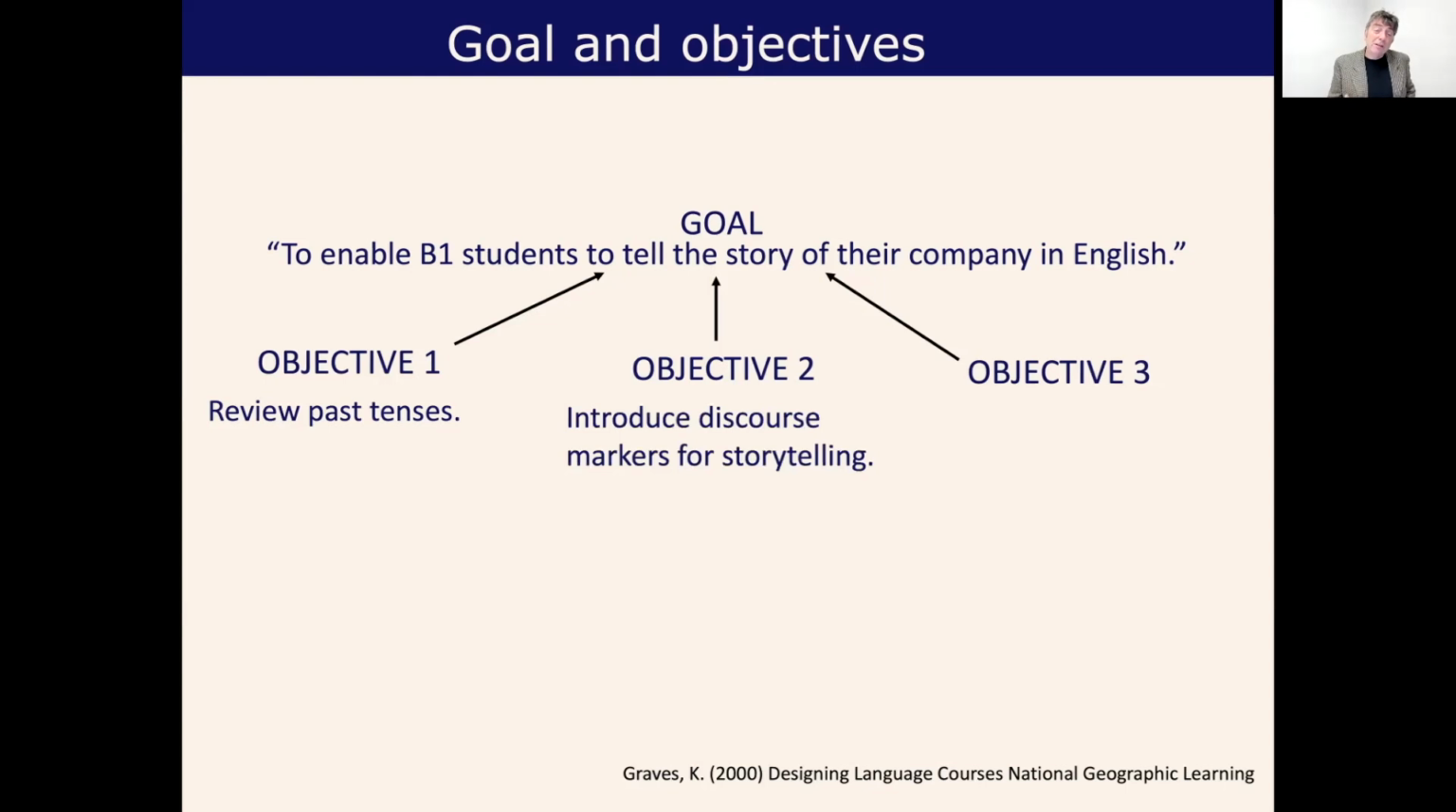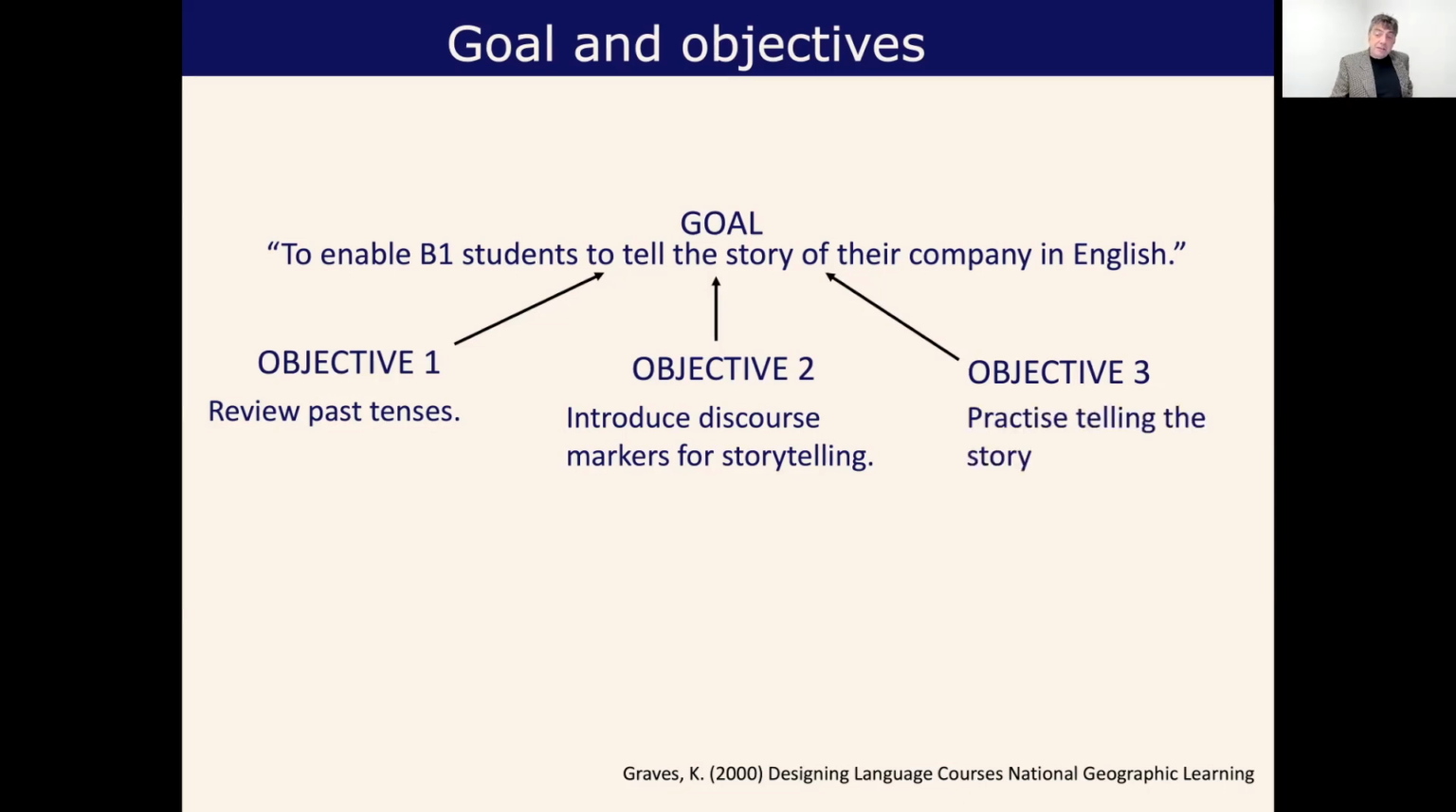Objective 2, they might need discourse markers for storytelling. So the equivalent of once upon a time. They're not going to necessarily say once upon a time, but they might have phrases like 50 years ago, there was a woman who had an idea for a new pizza restaurant, or 10 years later, or after she'd studied at university, and so on. So little phrases, functional phrases to just structure the story into a sort of beginning, middle, and end.